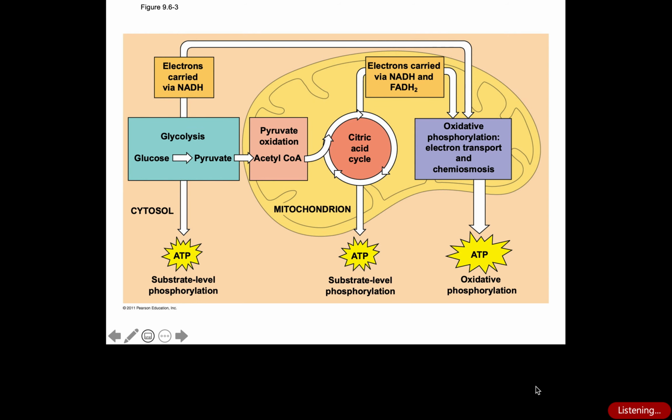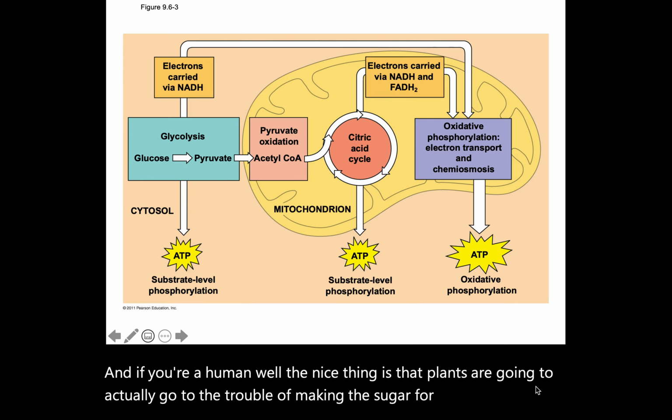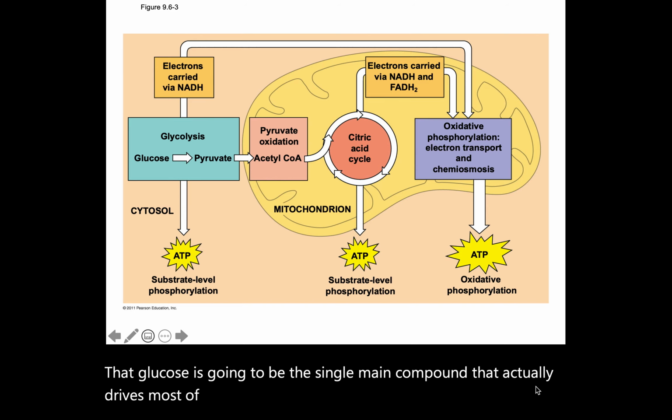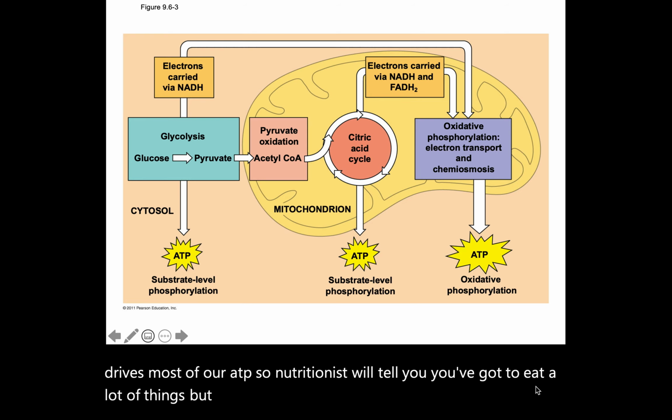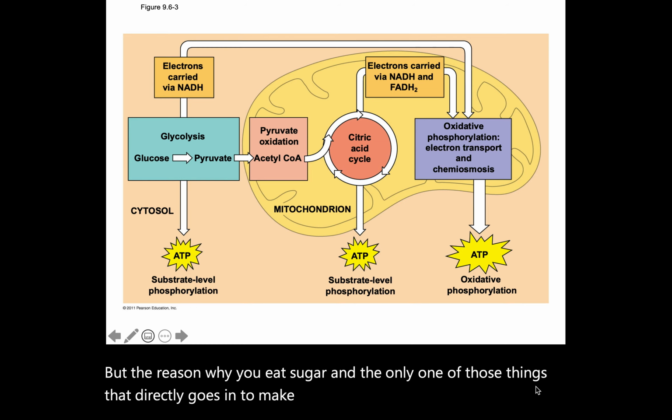All right, so the question is, how do we actually get all of our ATP? If you're a human, the nice thing is that plants are going to go to the trouble of making the sugar for you. That glucose is going to be the single main compound that drives most of our ATP. Nutritionists will tell you you've got to eat a lot of things, and there are reasons why you have to eat those other things. But the reason why you eat sugar, and the only one of those things that directly goes in to make a lot of ATP, is going to be glucose.